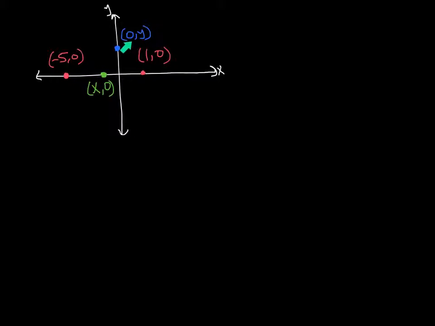I don't know what it is, so I've called it (0, y), because I know the x-coordinate of any point on the y-axis is 0. So I want this distance to be twice that distance. What I'm going to do is illustrate that. So there's the first distance, there's the second distance.